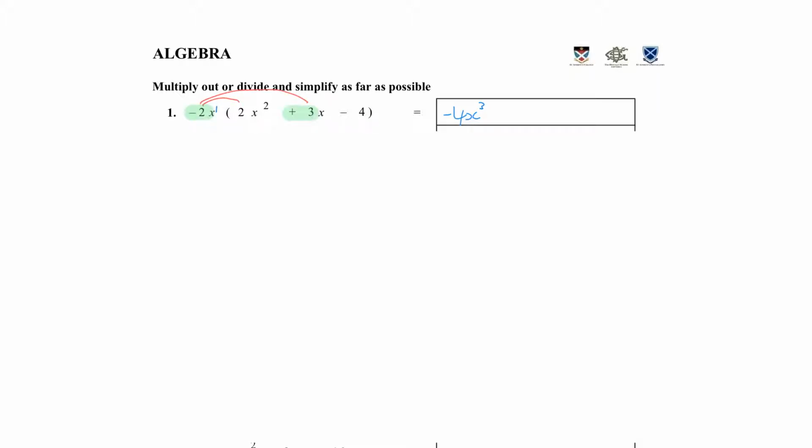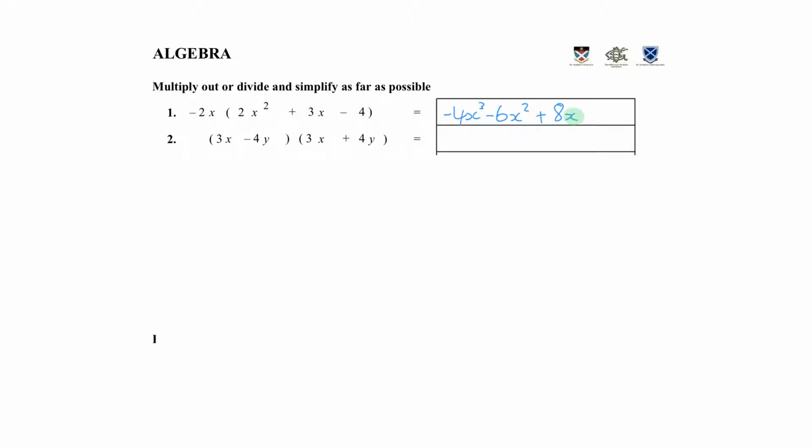And then we can do the same for minus 2x times positive 3x. And we've got minus 2 times plus 3 at least is minus 6. And x times x, again, this is x to the power of 1, so x times x is x squared. And finally, minus 2x times minus 4, and we've got minus 2 times minus 4 is positive 8, and we've got an x over there.